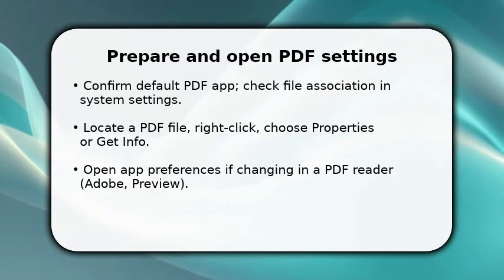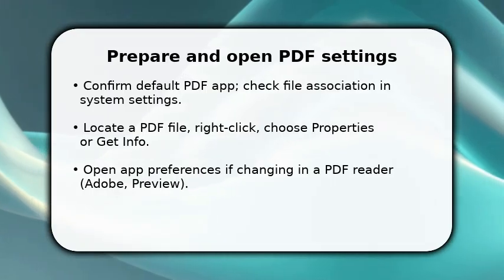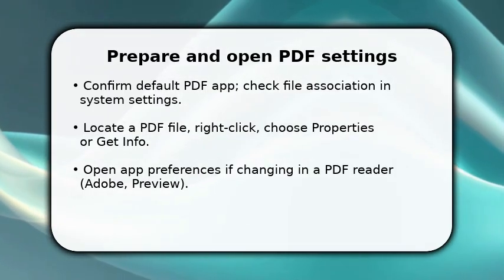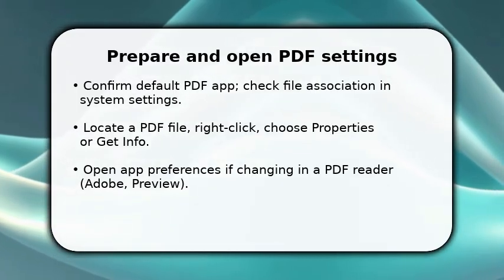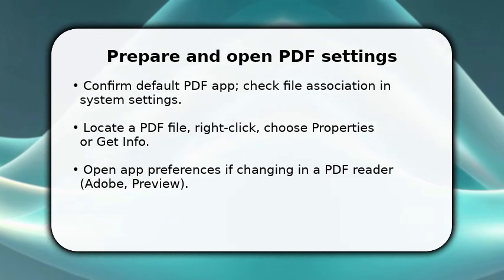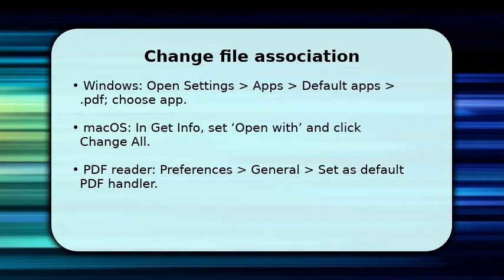If you prefer changing options inside a reader, launch that PDF app and open its Preferences or Settings panel. Once done, keep focus on the Association field or Default App dropdown, so you can change who opens PDFs immediately without extra steps. Now modify the association so PDFs open with your chosen program.